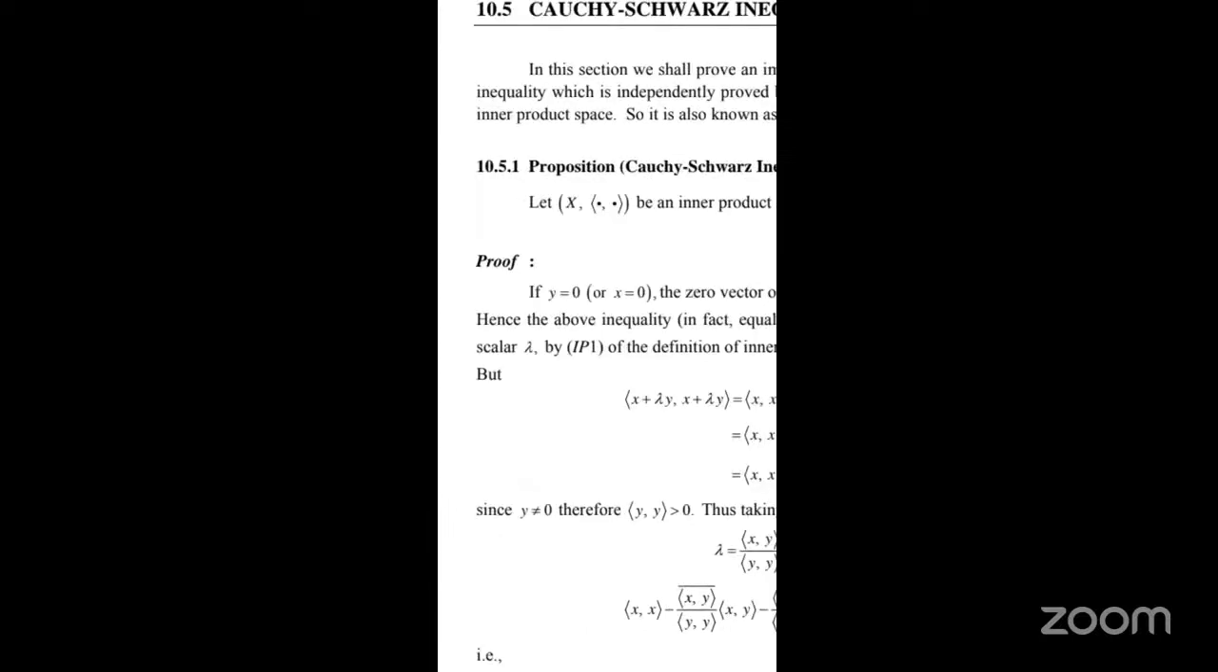Now let us see the proof. That is simple. The first considerable part is to put y equal to 0 or x equal to 0, whichever it is.